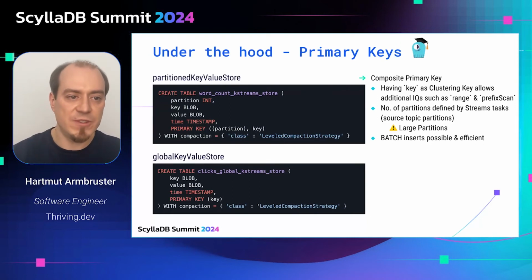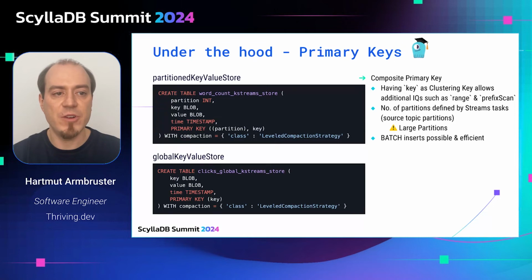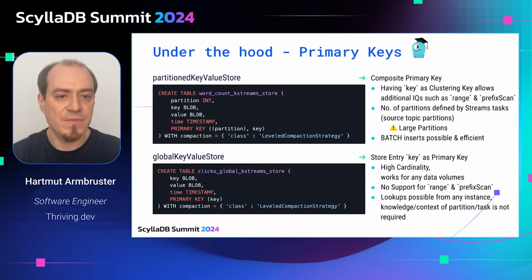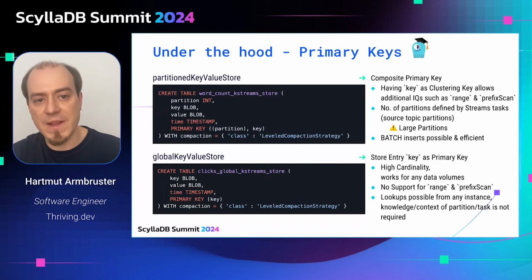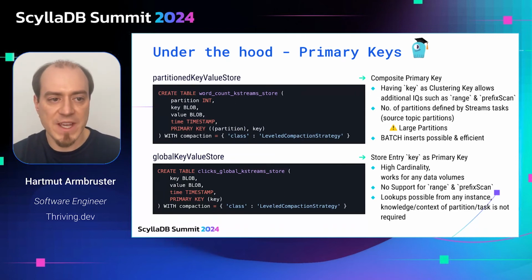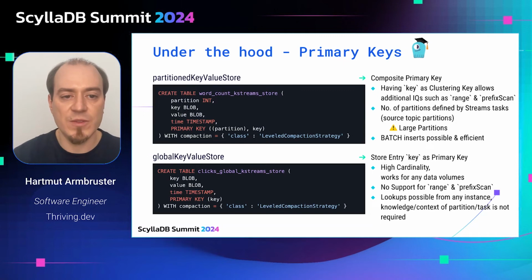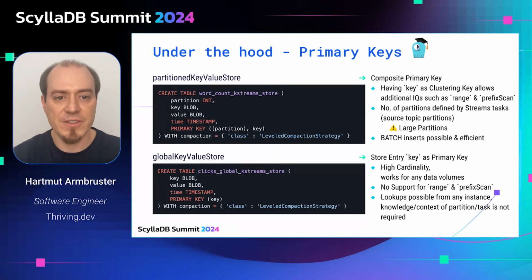It's almost the same structure, just without that first column partition. So we have a single primary key on the column key. This ensures a high cardinality and works for any data volumes you might choose. On the other hand, there's no support for range or prefix scan, since it's simply not possible to query this primary key in any way to do such range scans.